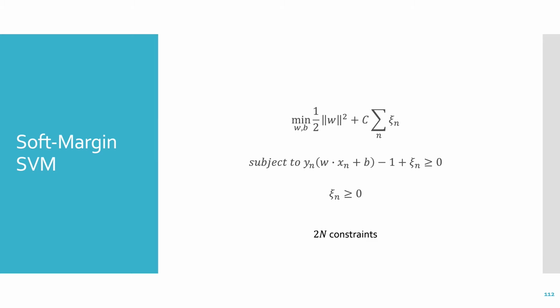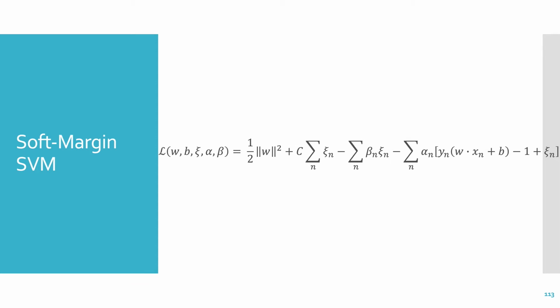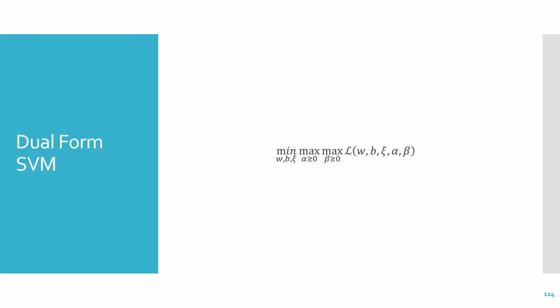Now we're ready to construct the Lagrangian using alpha n for the first constraint and beta n for the second constraint. Don't worry, it's going to get worse. So this is really big and horrible to look at, and I know that, but eventually it's going to become very nice, and we're going to understand why we did all of this. Our new optimization problem is now this horrible thing. We want to minimize the Lagrangian with respect to W, b and xi, and maximize it with respect to alpha and beta.